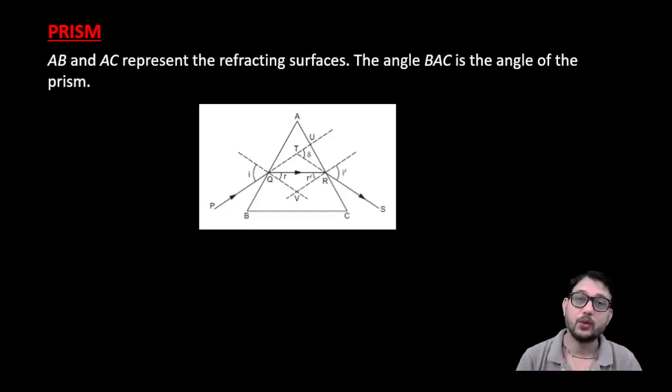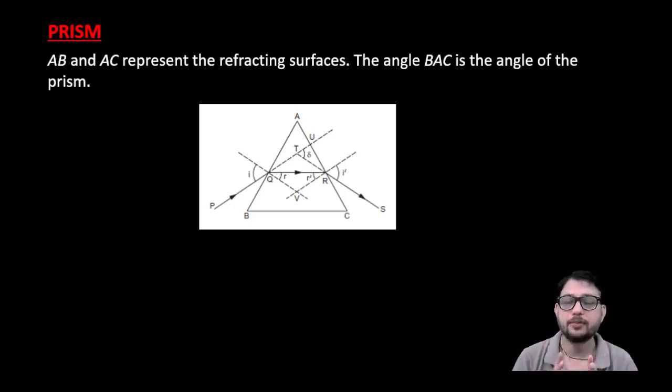Now today we are going to start a new topic that comes under the topic of refraction. In this lecture we will learn how a prism actively participates in the phenomenon of refraction. I believe that you know the prism very well. A prism is basically made of glass and looks like a triangular shape.